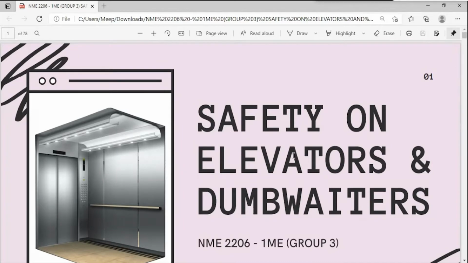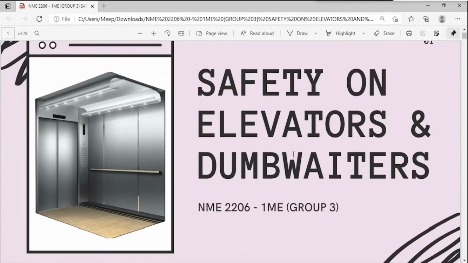So bakit mahalaga ang safety? Kasi ito'y ating ginastusan ng pera upang magamit ng maayos, hindi upang mapunta sa ospital. Okay? Safety first, everyone. Then next.